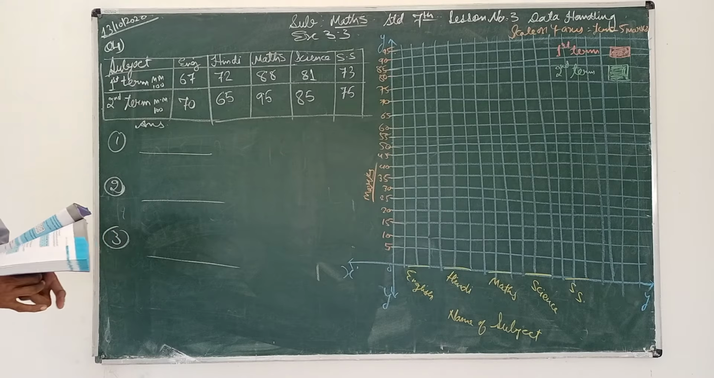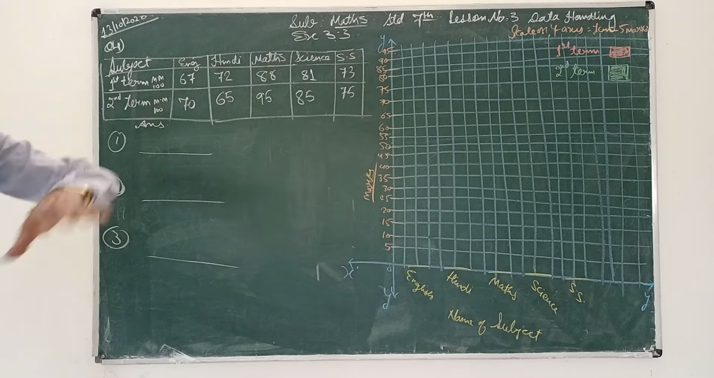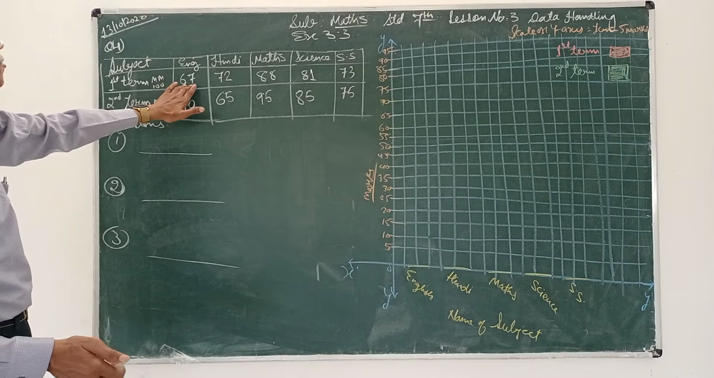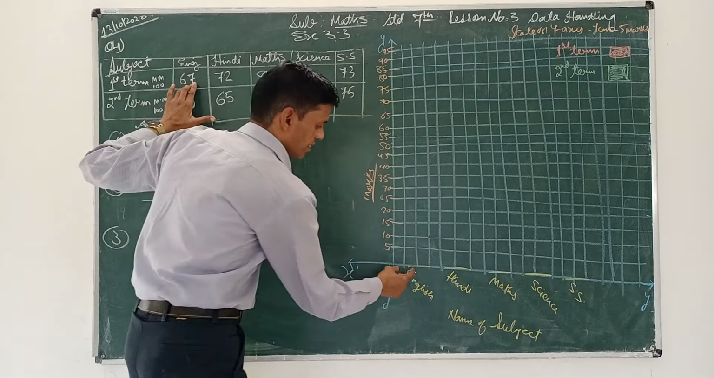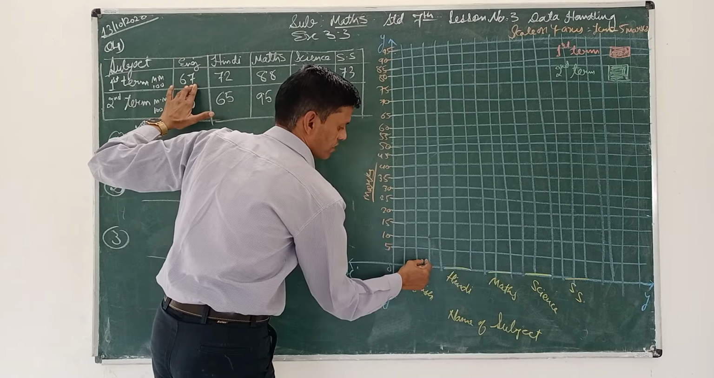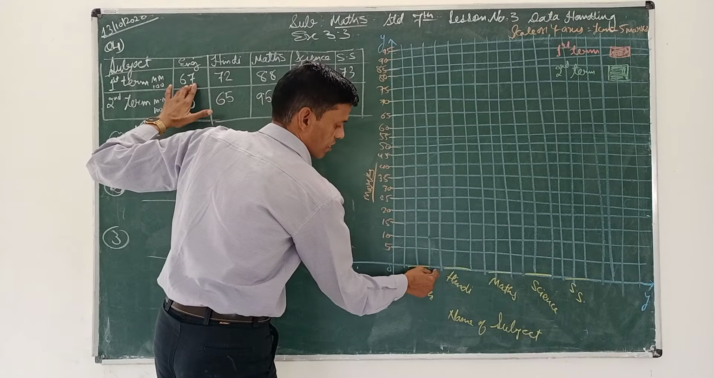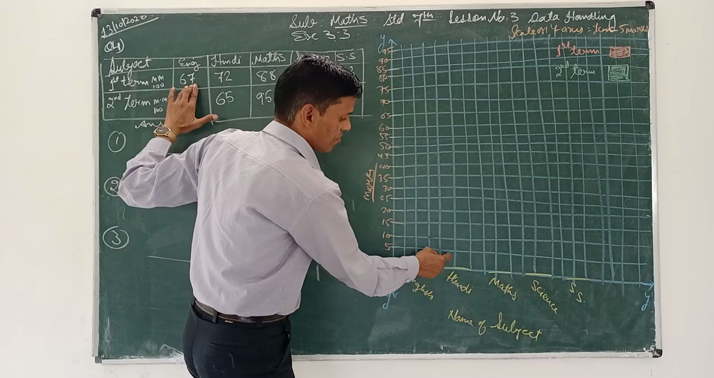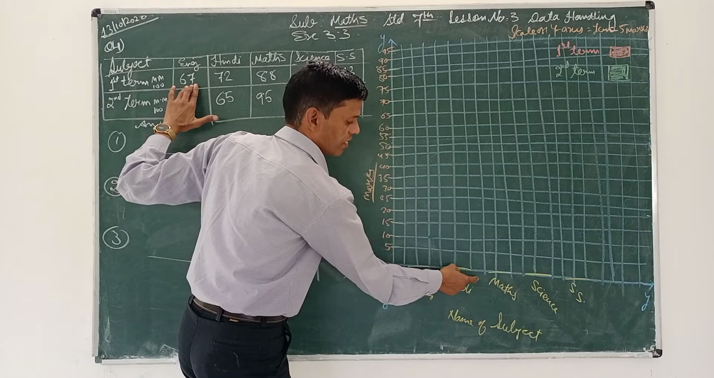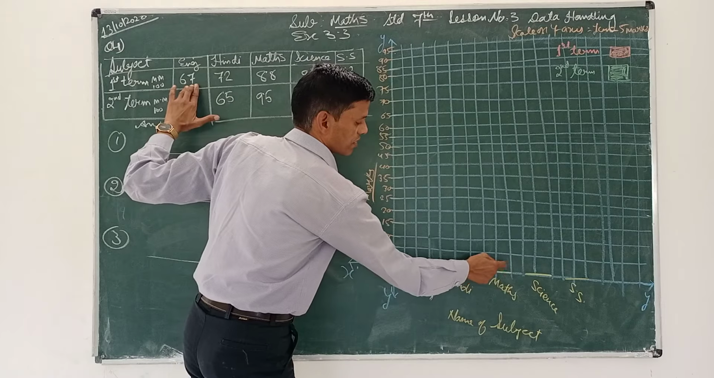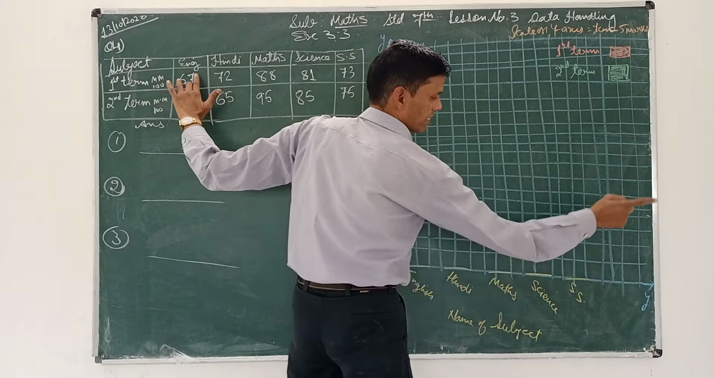First of all, we will see how to plot this graph. Here we have mentioned English. One box will be for the first term and the next one for the second term. Then we will leave one box again, and again first term, second term. We will leave one more box again, then first term, second term, like this.